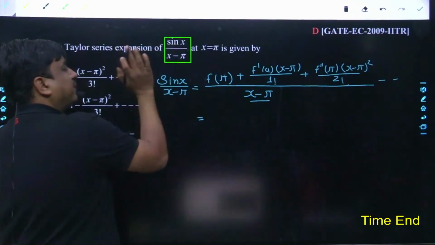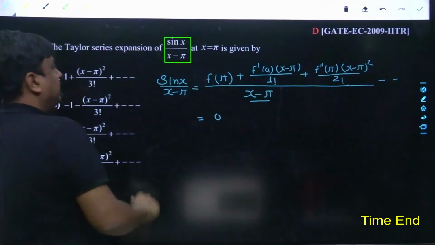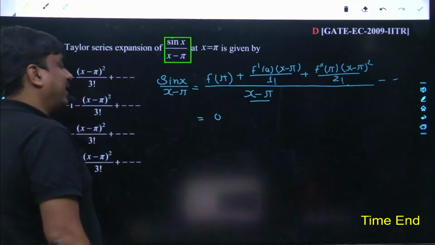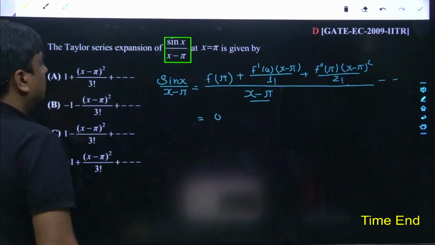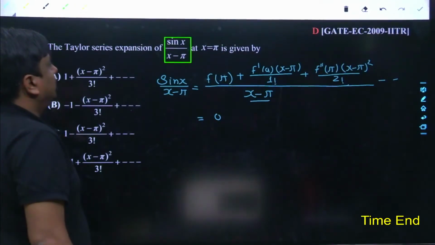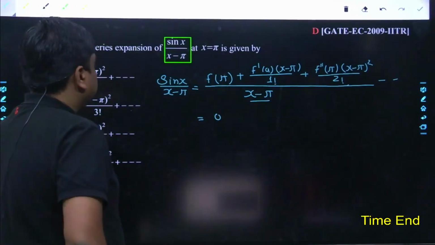So yes, f of pi. The value of f is sine. Sine of pi is 0. So at least the term which has x constant is not there. Yes. What had happened here? Just a minute. Sine of pi is 0, right? Anyways, let me see that.